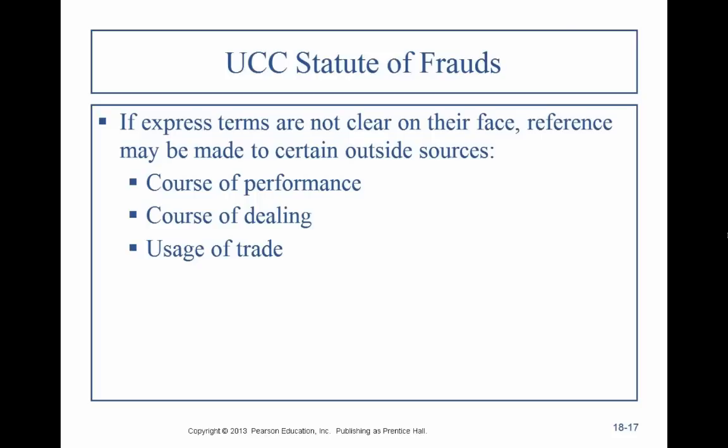For example, what if the contract is not clear on its face? It might surprise you that there's ambiguity in this world, right? Two people can read something and come to different interpretations. And guess what? They both might be reasonable. Now what do you do? You have to go beyond the four corners of that document. And the court says yes. If the terms are not clear, reference can be made to certain outside sources because, again, the UCC is bending over backwards to uphold a contract.